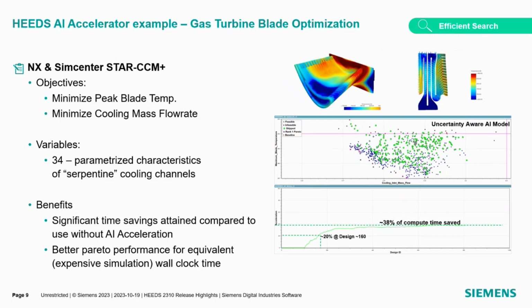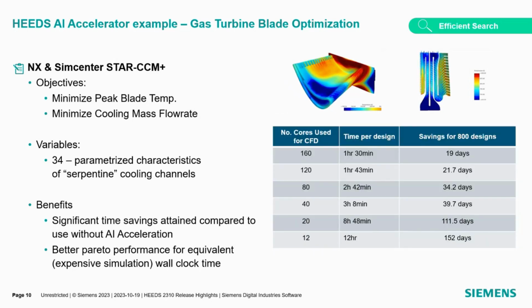This is what is being achieved. You can get these long-running calculations with a saving of 38% of compute time. What it means in terms of days is that if you run a single CFD simulation on 160 CFD cores, it costs 1 hour and 30 minutes. If you run this for 800 designs, you can save a total of 19 days on the overall calculation.